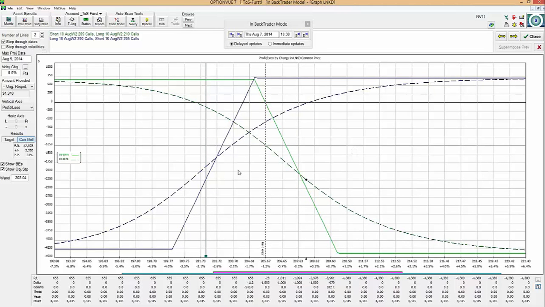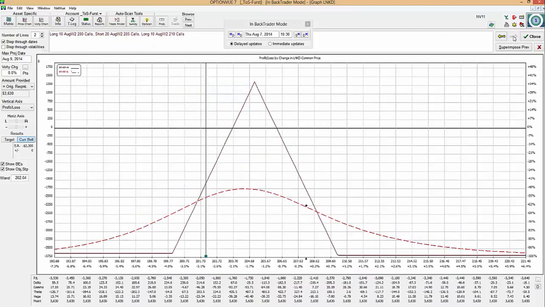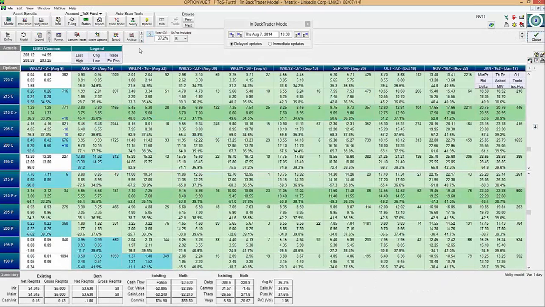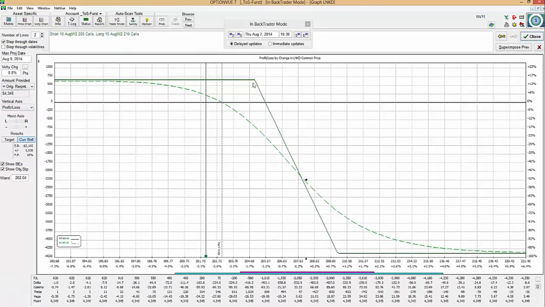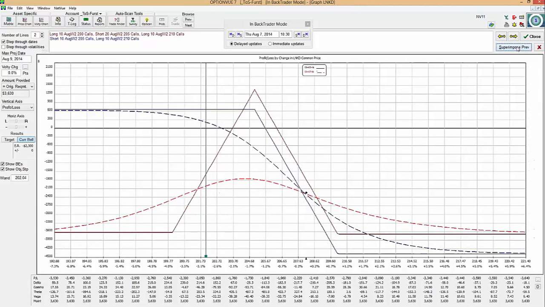So what we have here is not just a pretty picture. That is the trade adjustment going from what the existing trade was to this. And so that's the trade. That's the trade adjustment on the options.